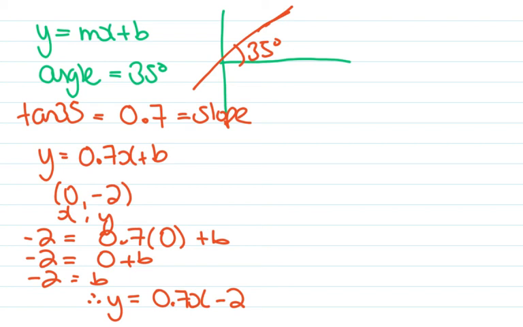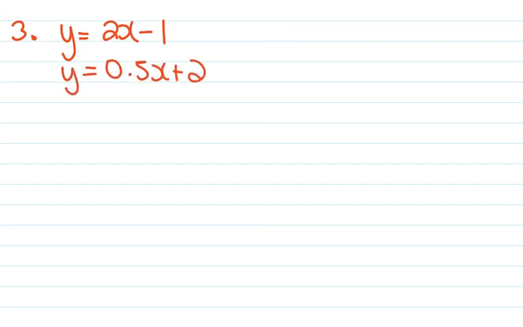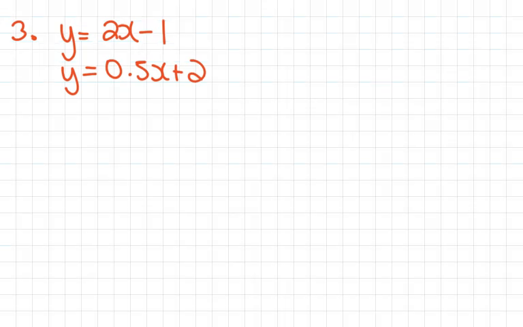Okay, on to the last page, number 3. Determine the angle at which y equals 2x minus 1 and y equals 0.5x plus 2 intersect. To begin, sketch the situation. So y equals 2x minus 1 and y equals 0.5x plus 2. First we're going to start by graphing this. We're going to have to remember how to graph a line in y equals mx plus b form. So just draw a little sketch of a graph.